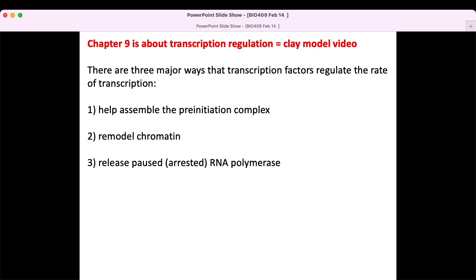Or 3, they release this paused or arrested RNA polymerase. So I understand that that's just a list and you don't know anything about that. So that's the list though, just 3 things that are going to be a big piece we add. All right, so now what are we talking about?